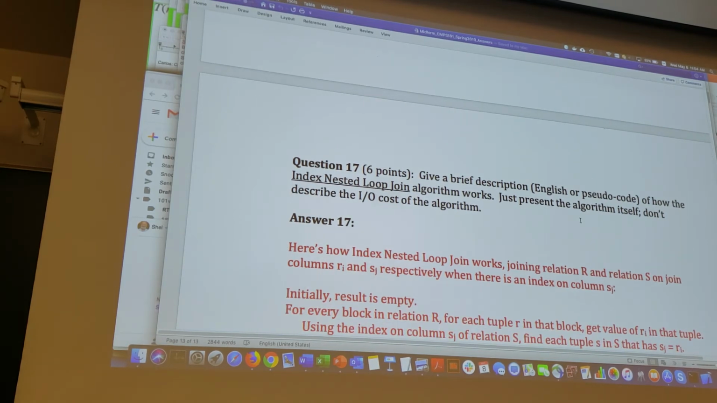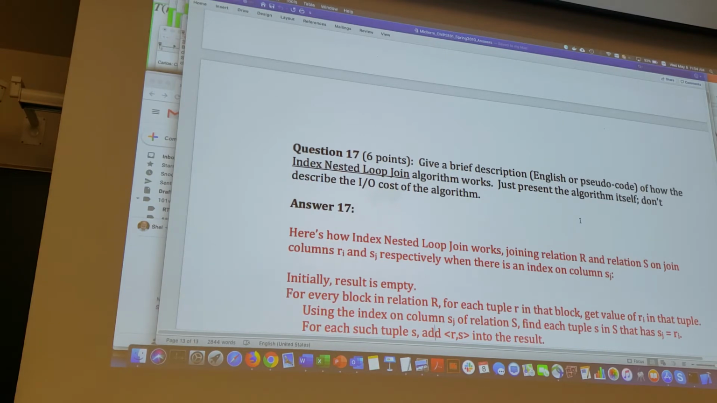Again, a relatively simple gimme on index nested loop join: basically, how does index nested loop join work? You start off with a result that's empty. For every block inside R, you look at all the tuples in that block. It's important to get the value of Ri, because that's how you're going to be able to get the matching Sj using the index. So it's important to say you use the index to find the things that match on the value, and you put the pair Ri, Sj into the answer.